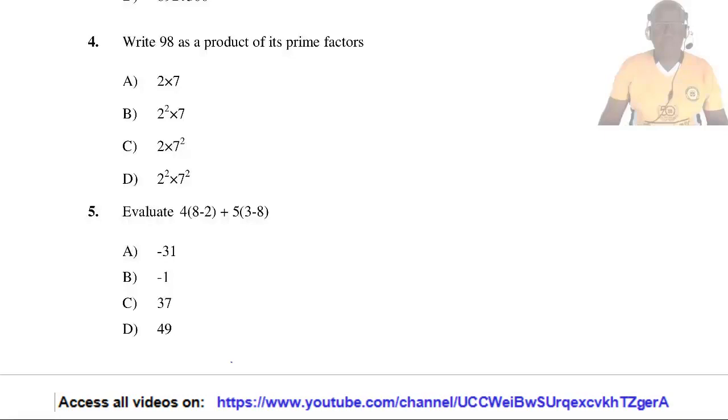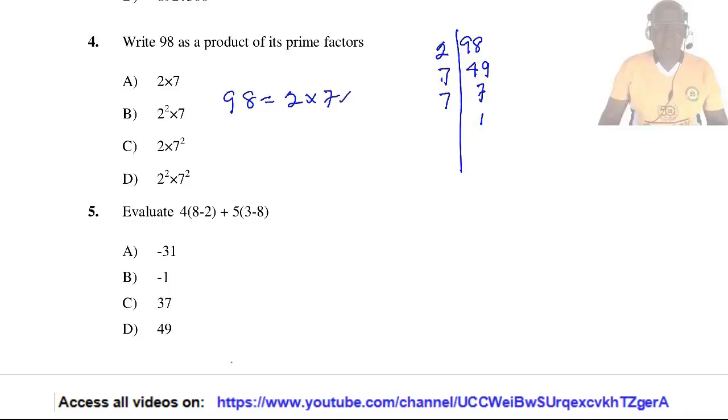Question 4. Write 98 as a product of its prime factors. That is 98. 2 goes here, 49. 7 goes here, 7. 7 goes here, 1. So the product of the prime factors of 98 equals 2 times 7 times 7, which equals 2 times 7 squared. So the answer is C.